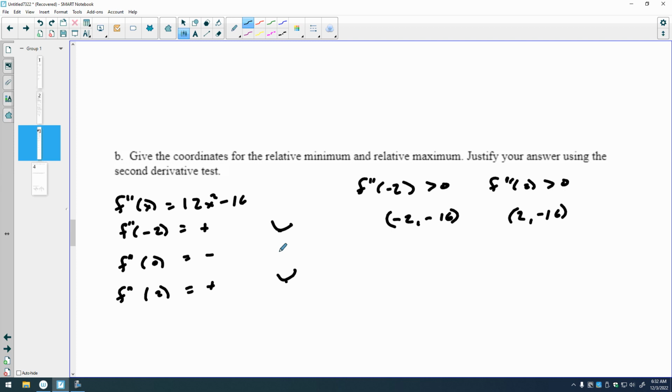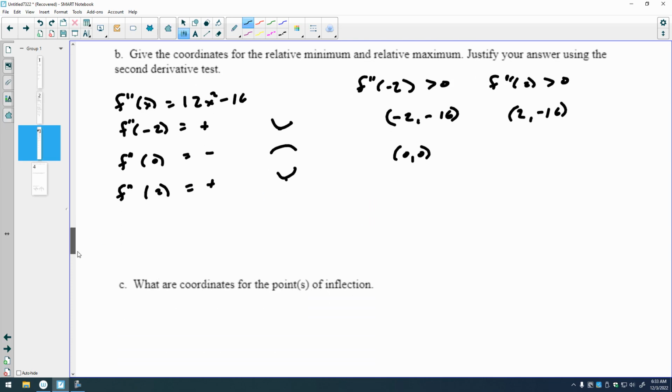By second derivative test, since f double prime of 0 is less than 0, that means f of 0, or 0, 0, is a relative maximum, and those words need to be written. Key phrase, by the second derivative test. You have to say what it is you're using to tell you what you know.